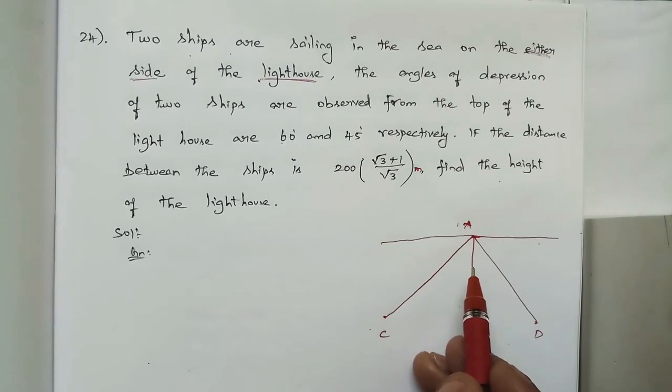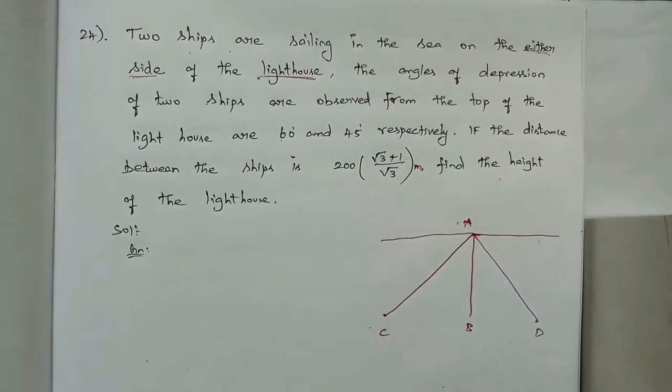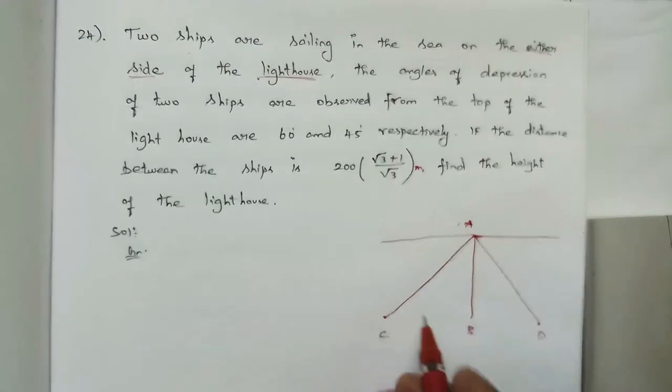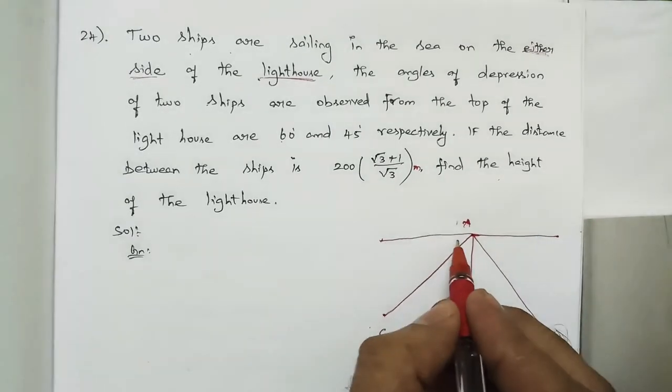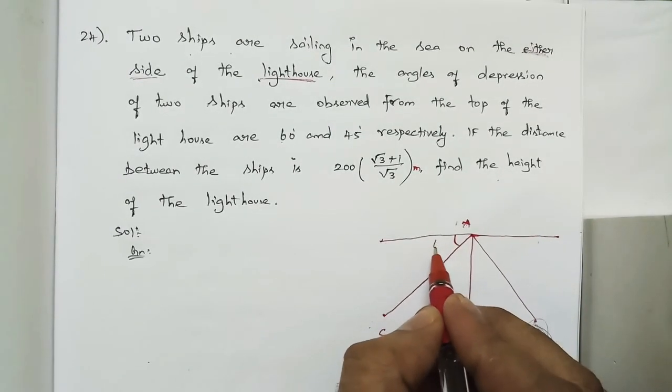If it is far away, the angle will be smaller, right? So just keep that in your mind. So this is nothing but a horizontal line. Here, whatever you can assume, no problem. So this angle is nothing but 60 degrees.